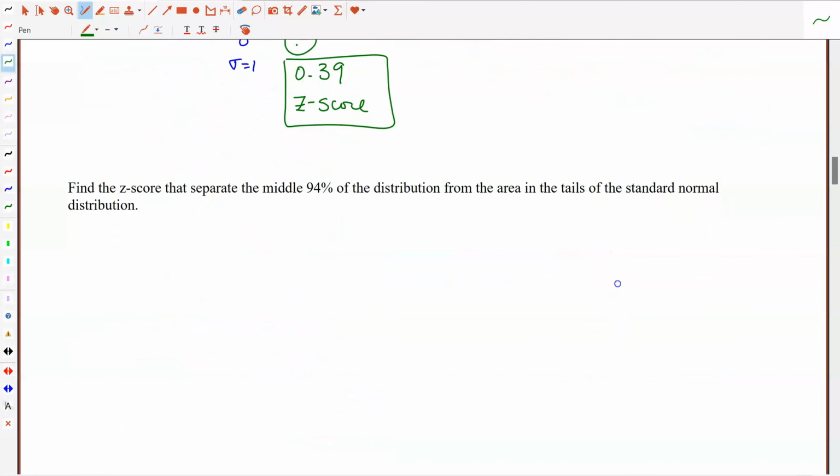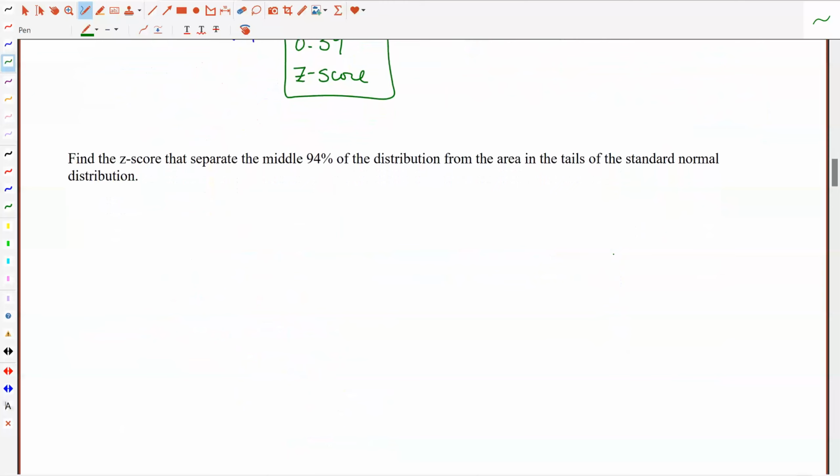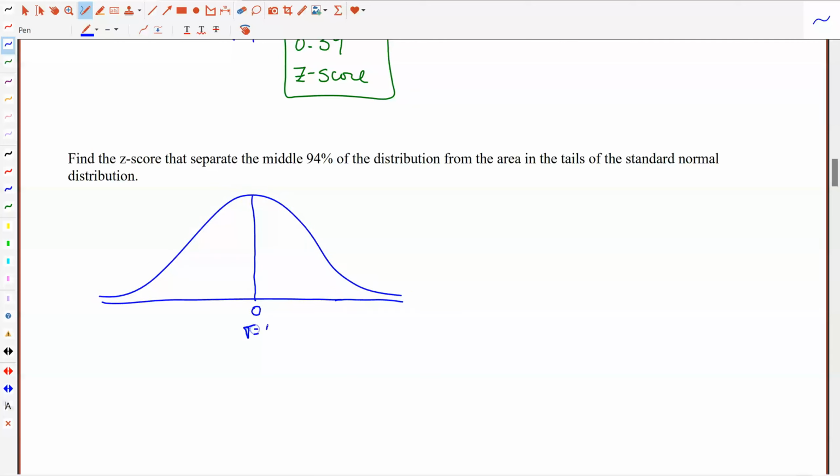What about if I'm given area in the middle? So for the last one we're going to look at, it says find the z-score that separates the middle 94% of the distribution from the area in the tails of the standard normal curve. Alright, so again, we're going to start with a sketch so I can kind of see what's going on. Sketch a normal curve. You get really good at sketching curves when you do these types of problems because you're going to sketch a new curve for each problem. Since I'm looking at the standard normal curve, I know the mean is 0 and the standard deviation is 1.